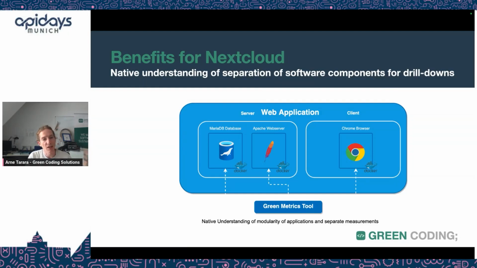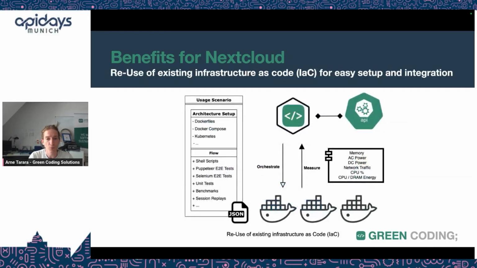It can be a database, it can be the web server itself, it can also be the runtime, something like PHP, and you later have something like a client who accesses this software. So we put all of this in separate containers with the Green Metrics tool, and then later on can give metrics on all of these components separately, which gives a very strong insight into the understanding of the modularity and all the partial emissions of the software, so to say, of these moving parts.